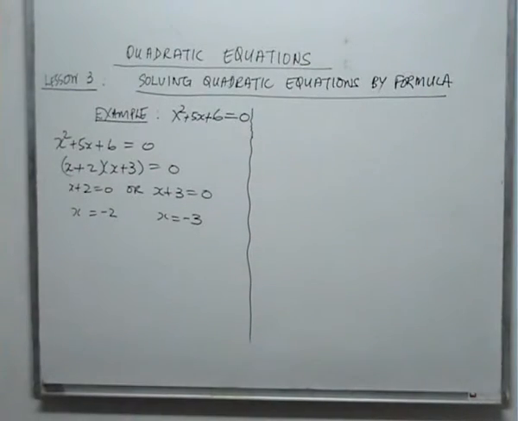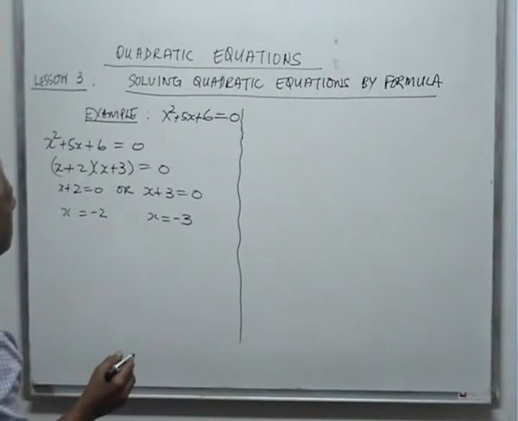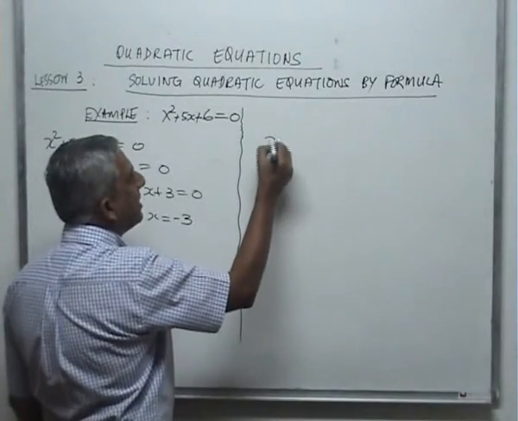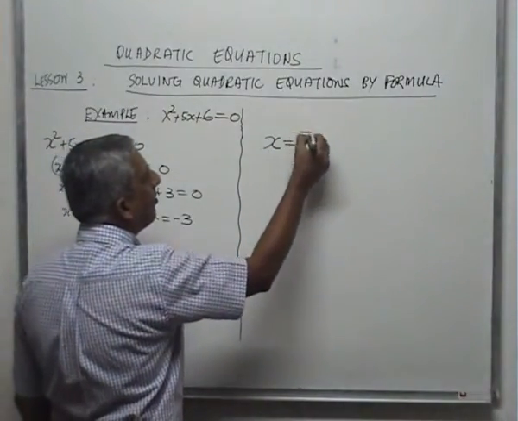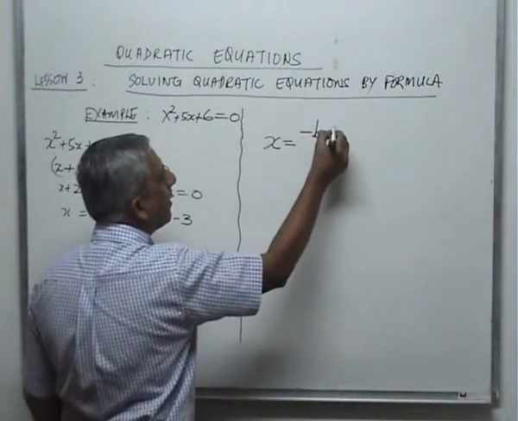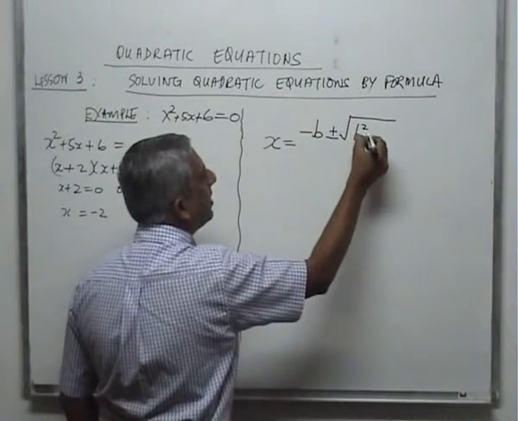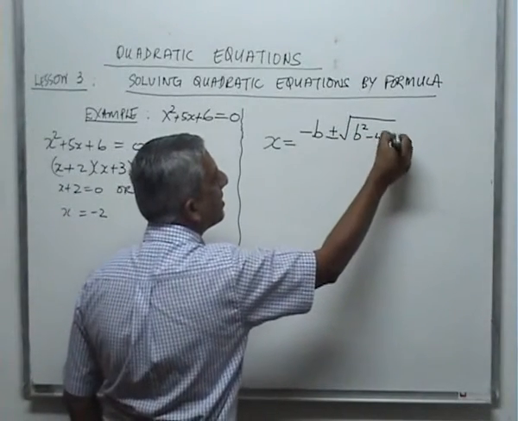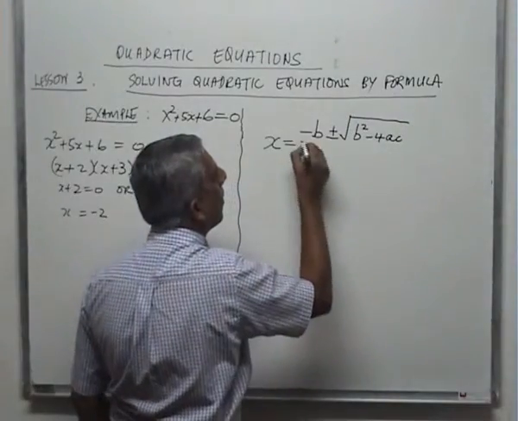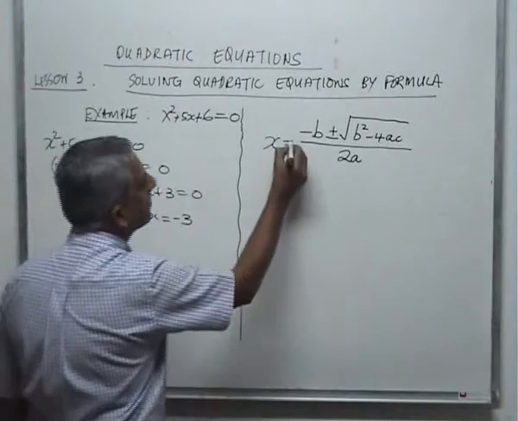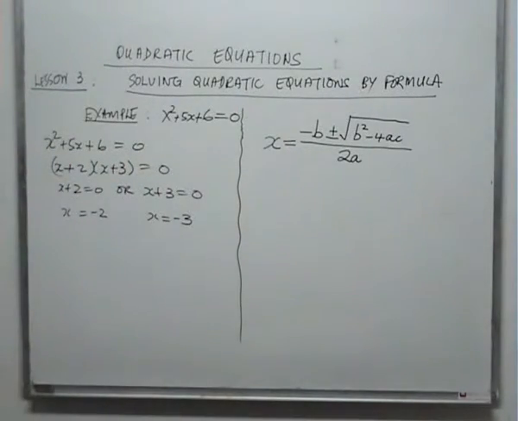So firstly, let me give you the formula. Or better still, let me write the formula big and bold. See, the formula is like this. X is equal to minus b plus minus the square root of b squared minus 4ac all over 2a. So that's your formula. Minus b plus minus the square root of b squared minus 4ac all over 2a.